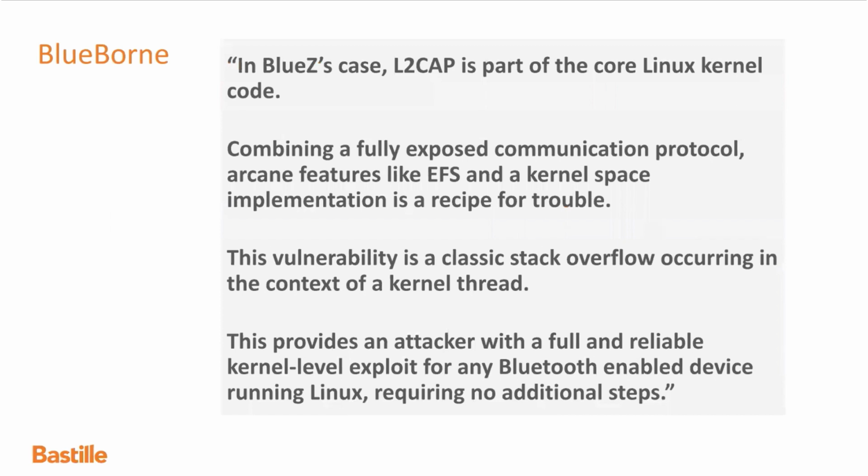Here's a quote from the paper that highlights something that's maybe even more interesting: for the Linux kernel, this Bluetooth stack is actually in the kernel code. So that means that once you get this exploit, you're running code in kernel space in the context of a kernel thread. So the last sentence here: this provides an attacker with a full and reliable kernel level exploit of Bluetooth-enabled devices running Linux, requiring no additional steps. So that's impressive and super scary.